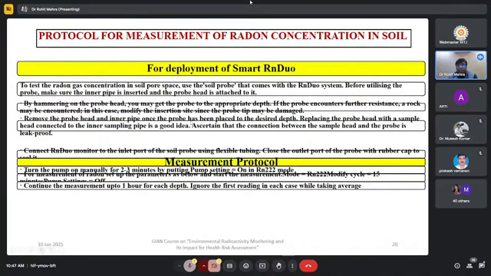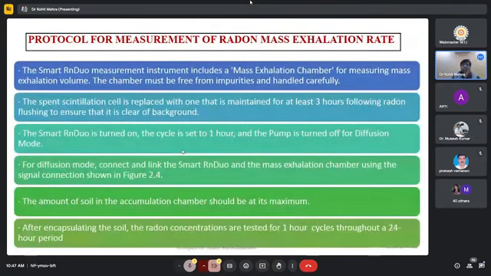Then remove the probe head and the pipe. Once the probe has been placed at the desired depth, replacing the probe head with the sample head connected to the inner sampling pipe is a good idea. Finally, once you have inserted the probe, you go for the measurement. Again, with a similar protocol, you start the pump and extract the radon from the soil itself, and then you repeat the process for 1 hour. So this is the protocol for the measurement of radon in soil.